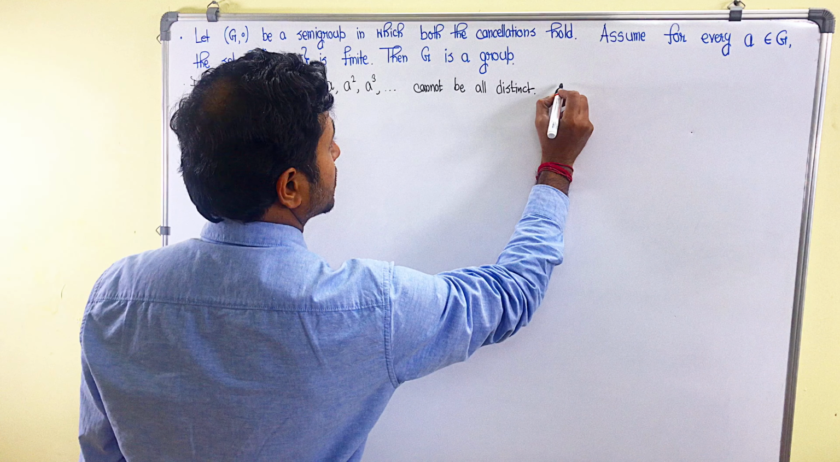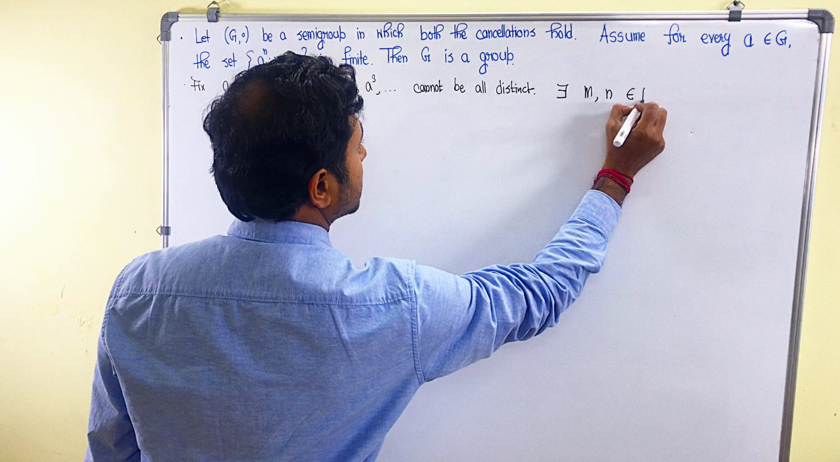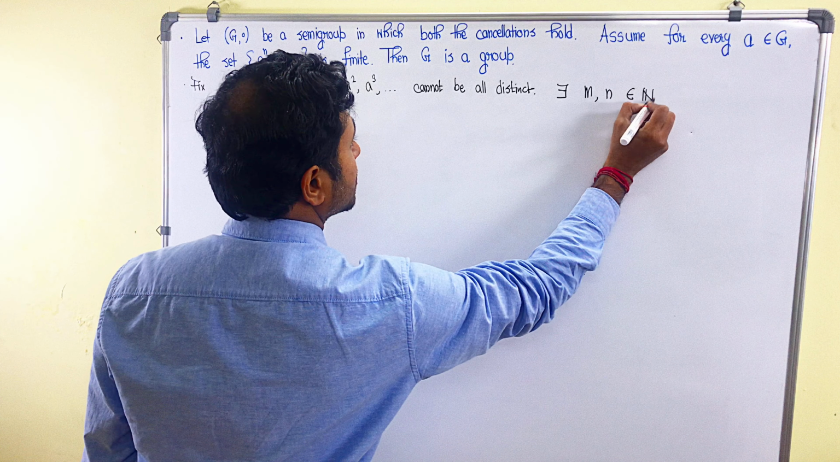Let's say there exist two indices m and n such that a to the power m equals a to the power n. Moreover, we can make the distance of m and n arbitrarily large.